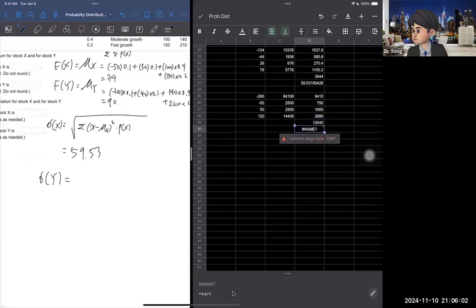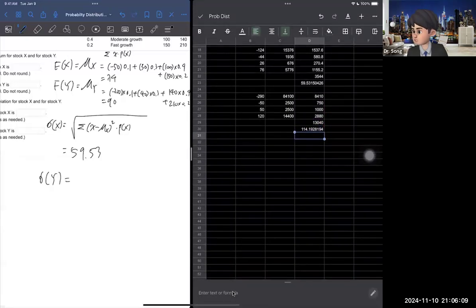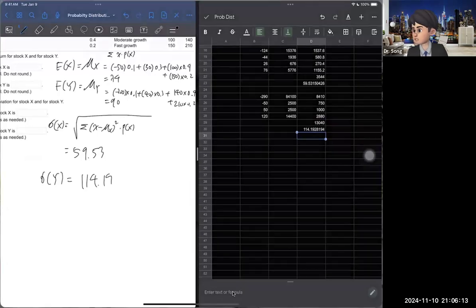So here, SQRT parentheses, and this one. So 114, 114.19. So what do you see?